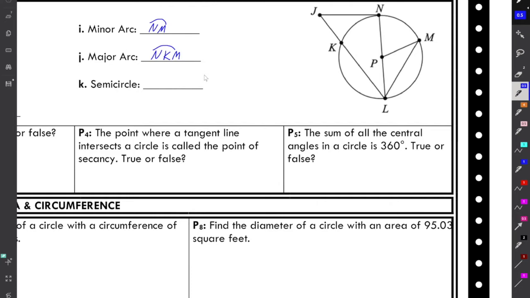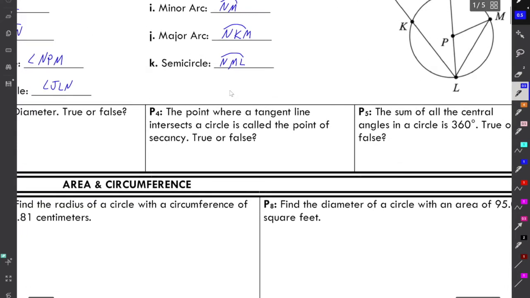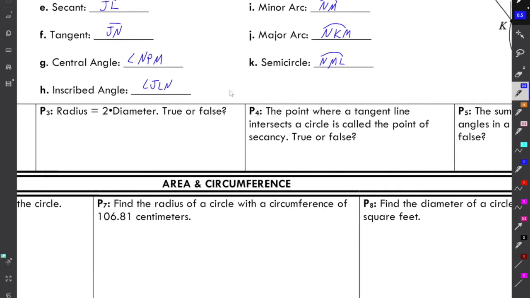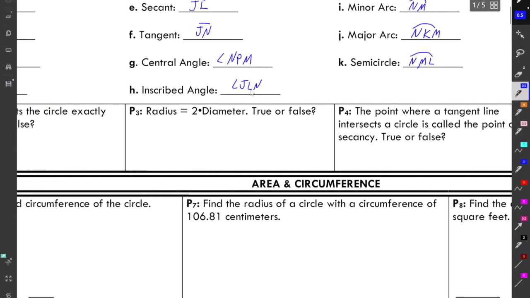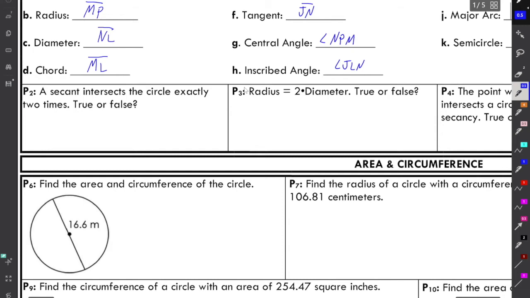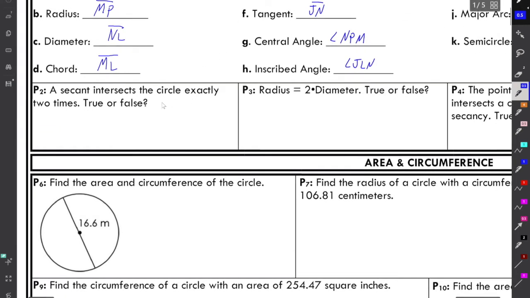A semicircle is exactly half the circle, meaning it's 180 degrees. So its endpoints are endpoints of a diameter. So if you look here, let's say these are also named with 3 points. How about arc NML. These answers are not the only answers you could have had. Yours might be a little different than mine. That's fine. If you would like me to check, or if you want to know if yours were right because you still don't know, email me or something like that.